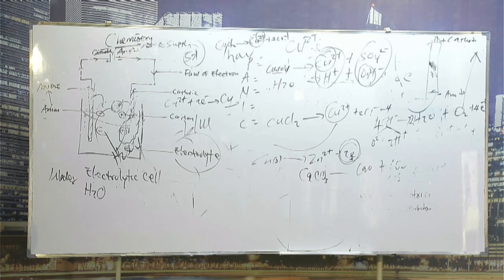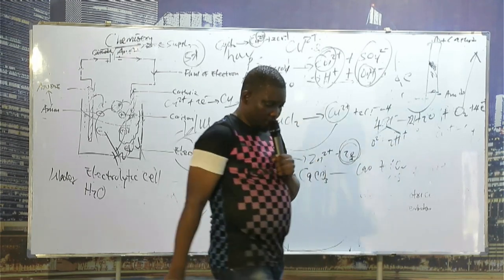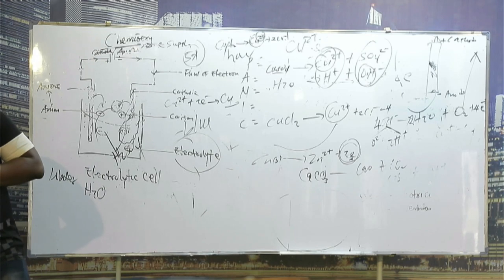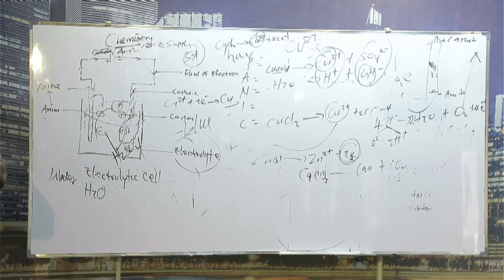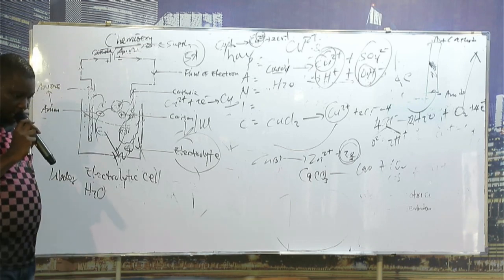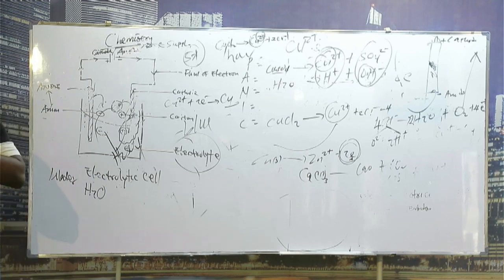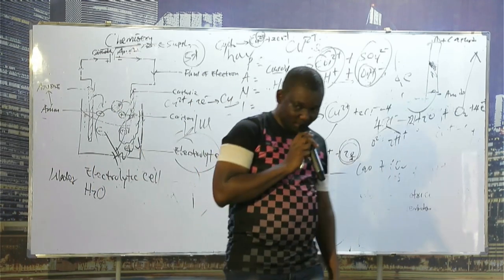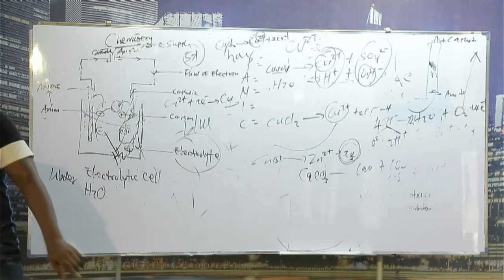Paragraph. In this reaction, the following are the mechanisms. Number one, ionization. Number two, migration. And number three, deposition. I will explain the three. Write again. Paragraph again.